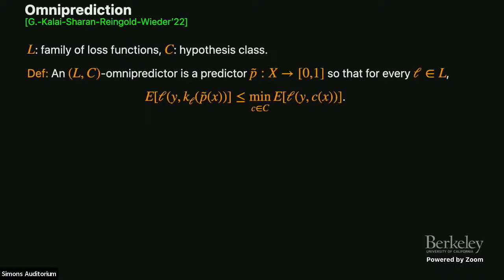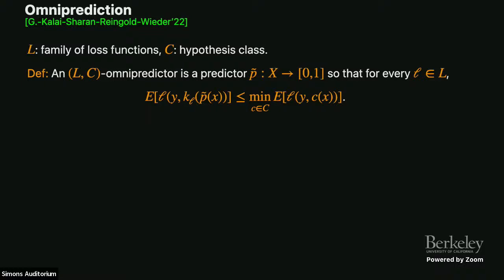But let's see. So what is an omnipredictor? There are two parameters here. There is L, which is a family of loss functions, and C, which is a hypothesis class. So an LC omnipredictor is a predictor such that for any loss in this family L, the expected loss you suffer when you do the optimal post-processing of your predictions is less than the expected loss suffered by any hypothesis in C, including the single best hypothesis. So if you're bothered by this KL thing, let's just think about proper losses. Pretend that KL is the identity function. So now this is exactly the thing that Sumega was asking for. It's one predictor which does as well as the best hypothesis in C for any loss from this family L.